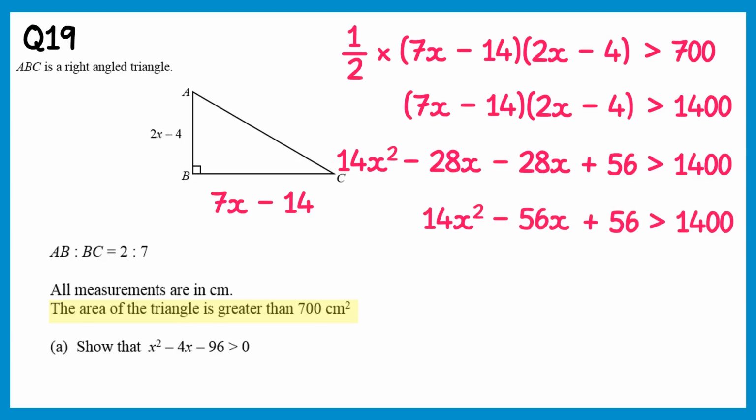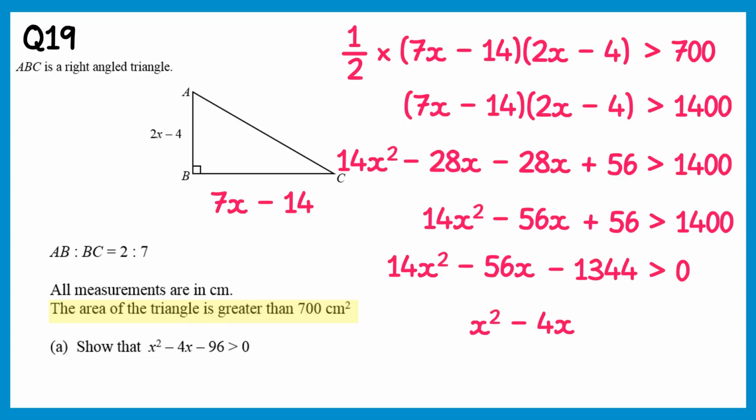is greater than 1,400. And from here we want to get 0 on the right-hand side, so if we subtract 1,400 from both sides, if you do that on the left, you've still got 14x squared, you've still got take 56x, but positive 56 take 1,400 is negative 1,344, and if you take 1,400 from the right, you just get 0. Now if we divide both sides of this by 14, you'll get x squared. 56 divided by 14 is going to give you negative 4, and then negative 1,344 divided by 14 gives you negative 96. And of course 0 divided by 14 is still 0. So we've now shown that this is true.